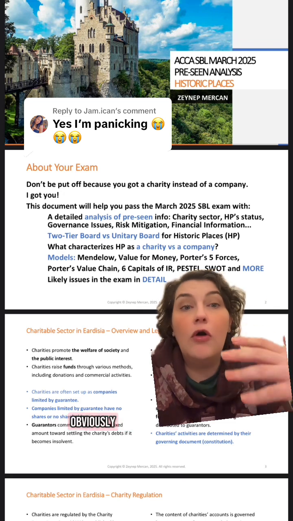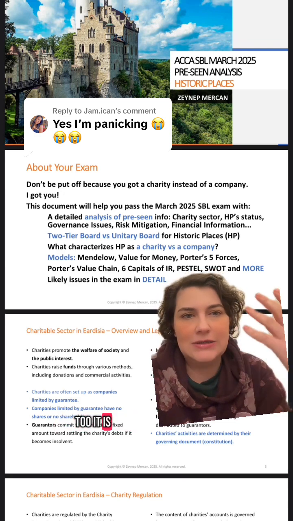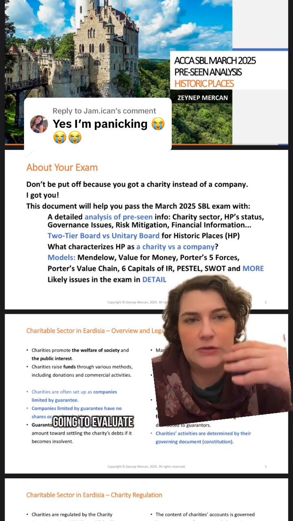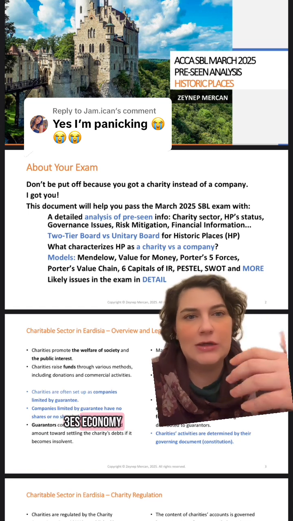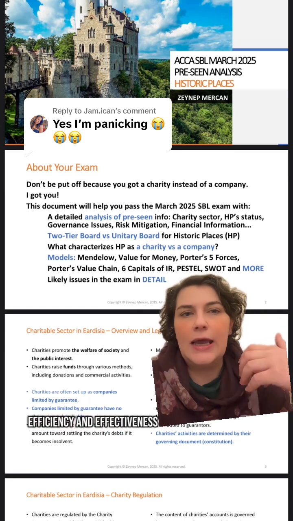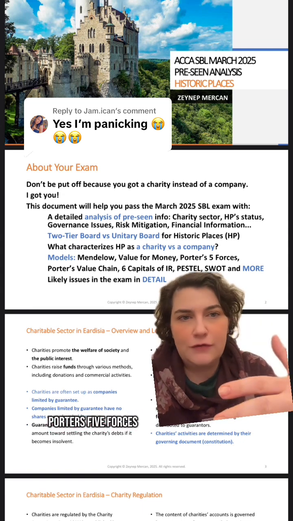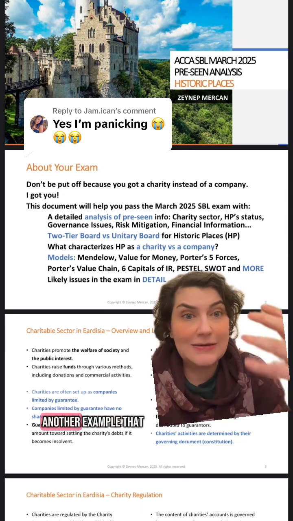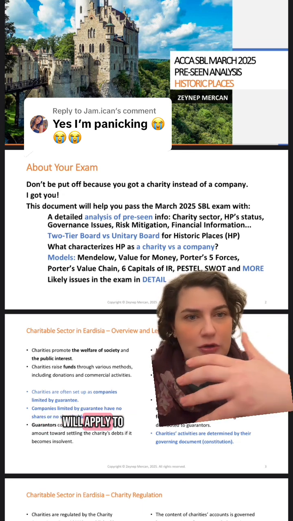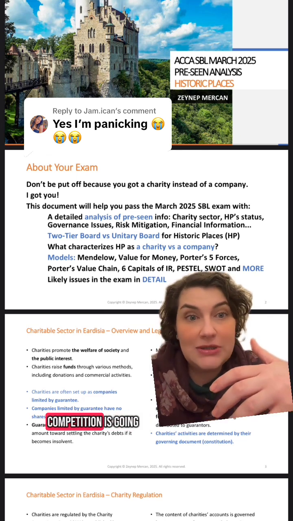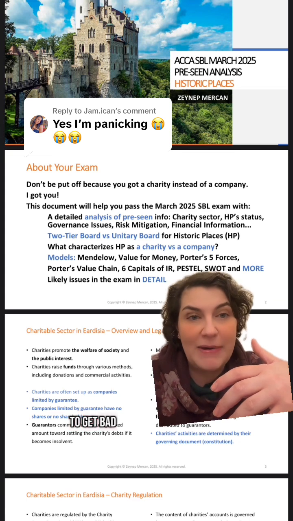Like Mendelow, obviously. Value for money, the 3 Es, is very important here because we have a nonprofit. How are we going to evaluate the performance with the 3 Es: economy, efficiency, and effectiveness? Obviously do that. Porter's 5 forces. Another example that will apply to any kind of organization. There's a recession. Competition is going to get bad.